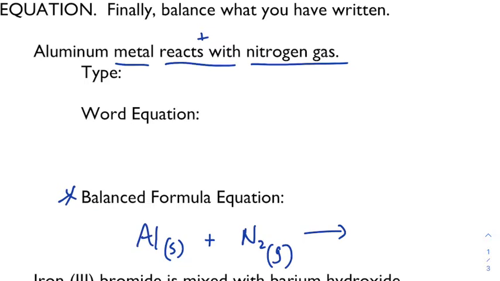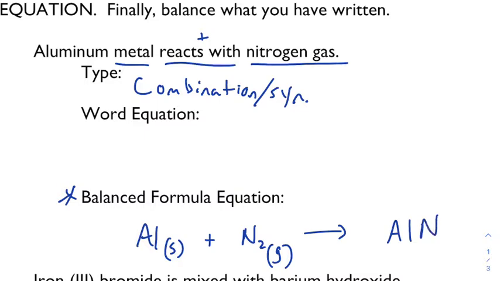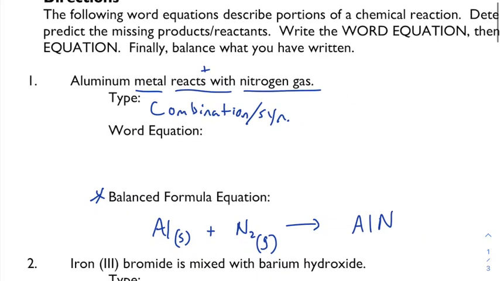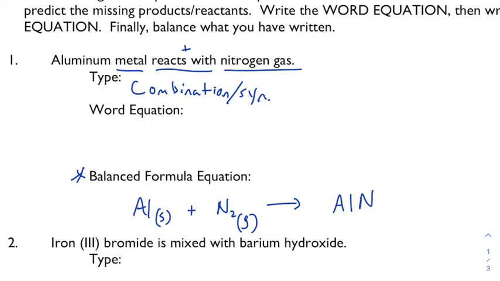From here, I would try to identify what type of reaction we're dealing with. Now I have a single element and a single element, so that is going to lead me to believe that this is going to be a combination, synthesis. Combination synthesis, which means that these two elements are going to combine together. Now on the exam, we'll give you a clue as to whether solid, liquid, or gas would form from this, but aluminum nitride is a solid.